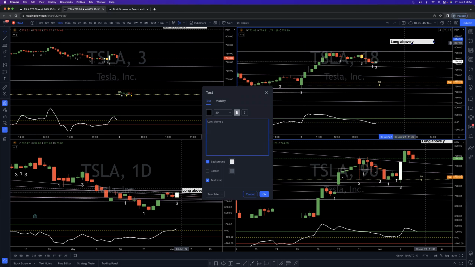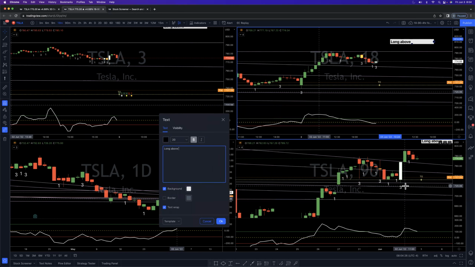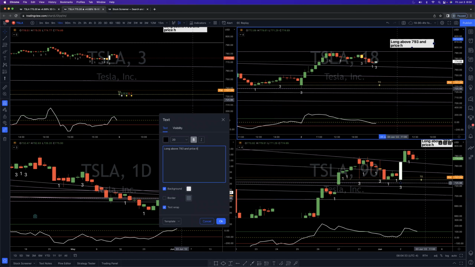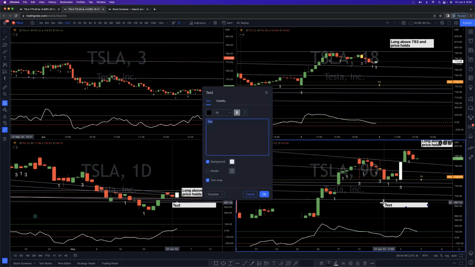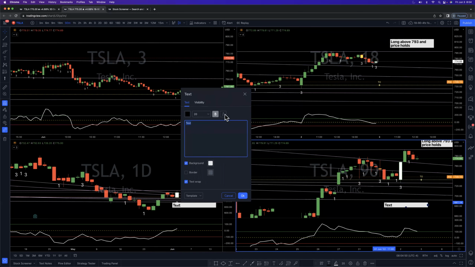So long above yesterday's high. Just put the date in here. It's a high, long above 792.63. We'll call it 793. And price holds. All right, because if it trades above this and comes back in, guys, you have to get out of that trade. It's not worth the TTOs on a Friday, cheapo option Friday, where you have zero time value. Theta is going to hurt.